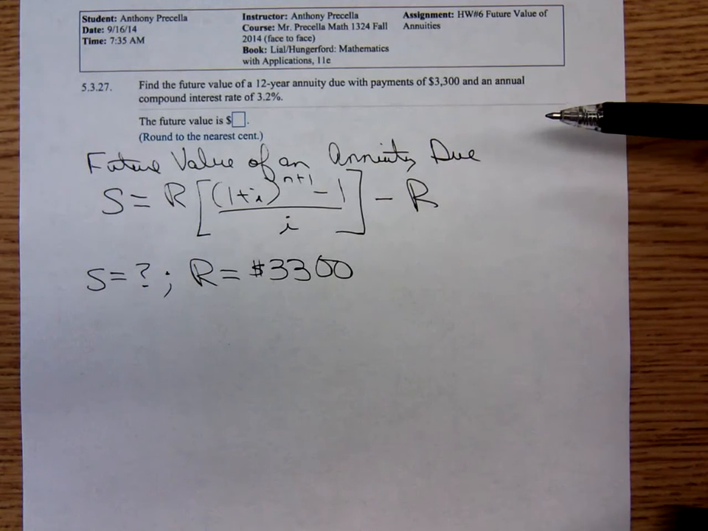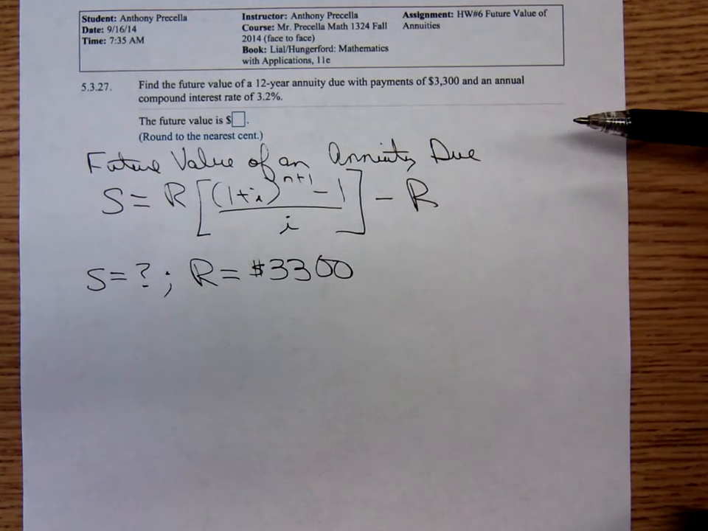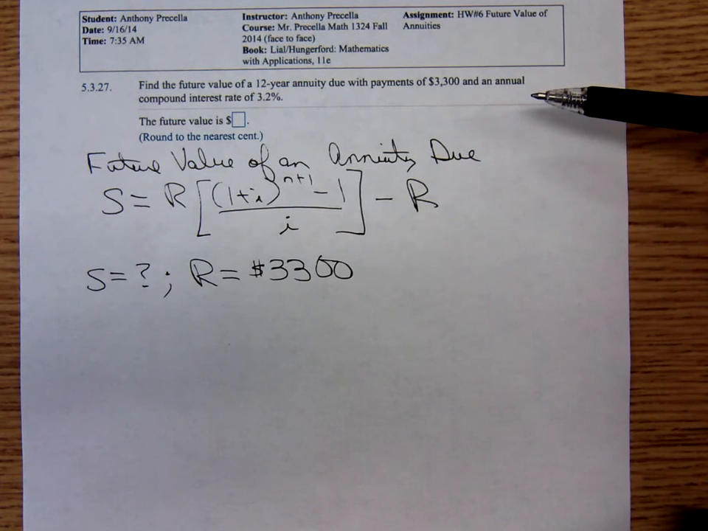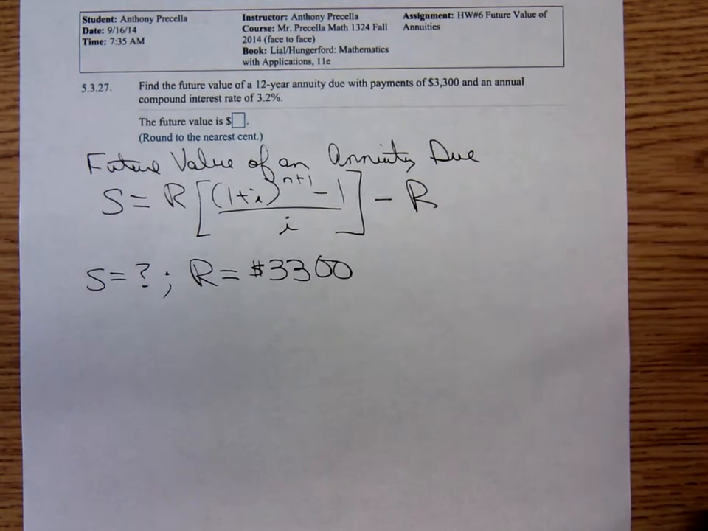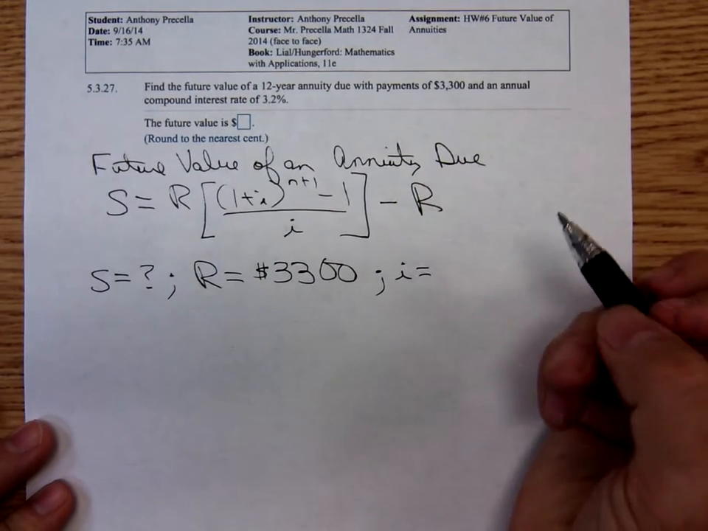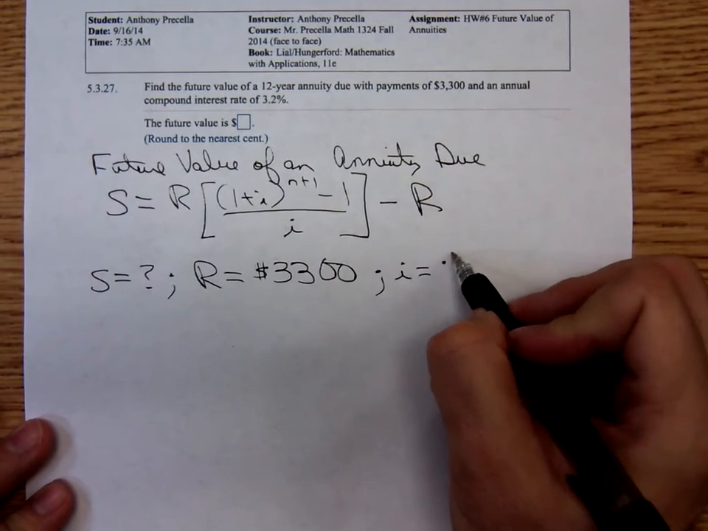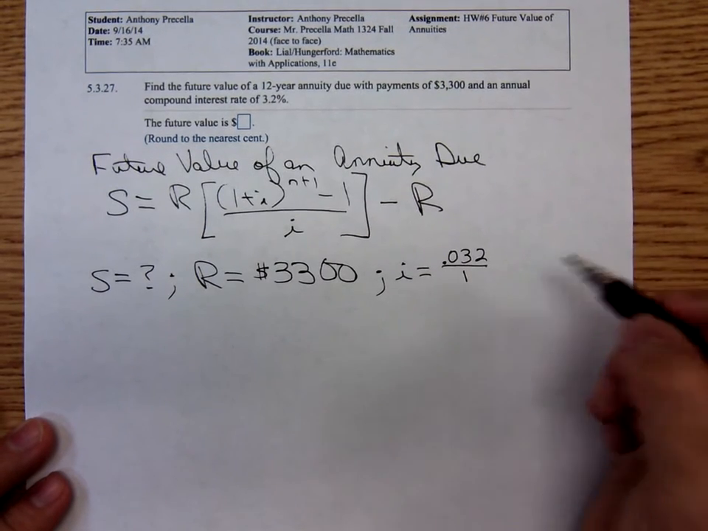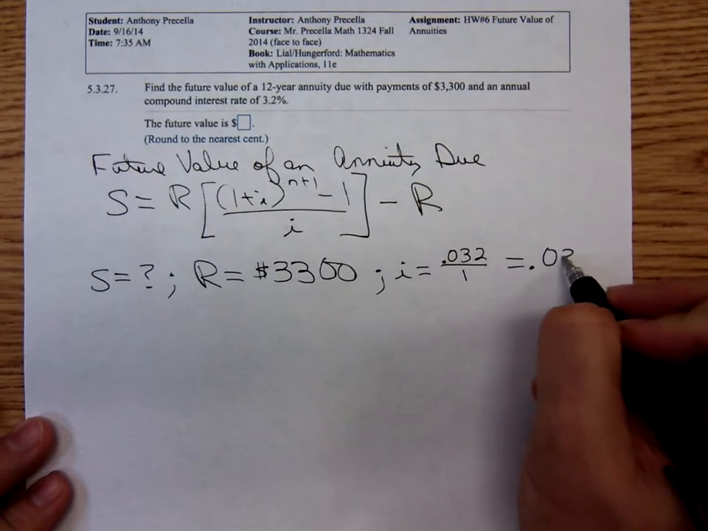For these annuity formulas to work, the compound period and the payment period have to be the same. If interest is compounded annually, the payment has to be made annually. And i, the rate per period, well, it'd be 0.032 divided by, there's only one period a year, so it stays at 0.032.